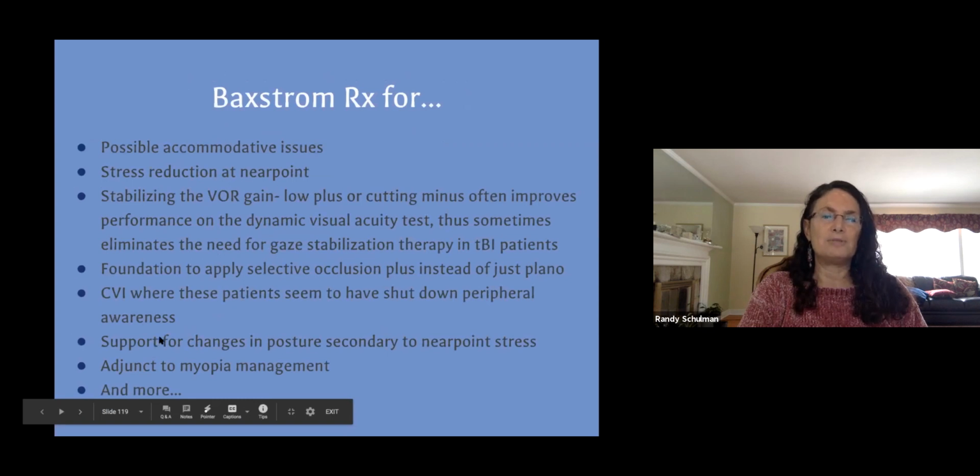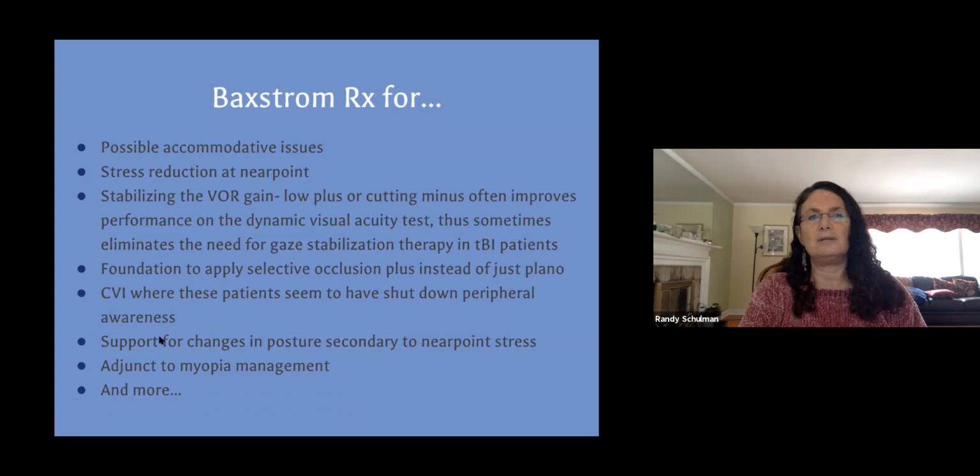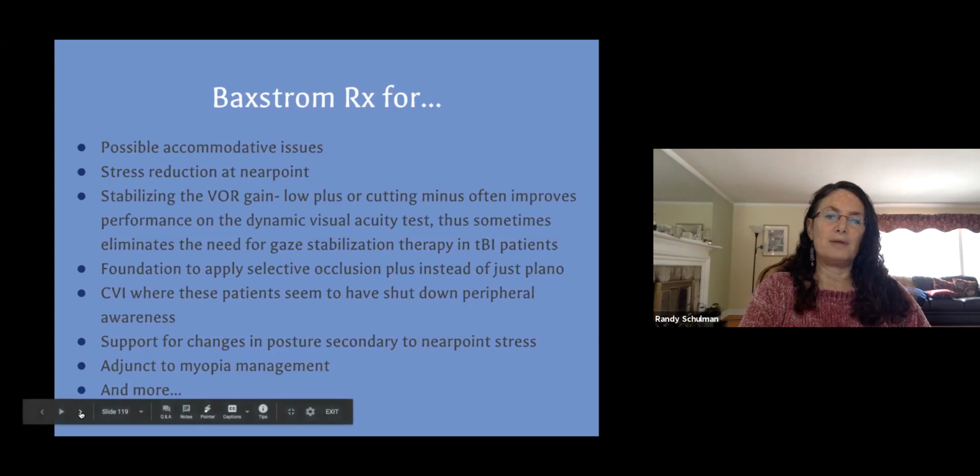Kurt Bastrom talks a lot about vestibular cases, and he talks about giving the lens that will actually stabilize the VOR gain. So you can give low plus or cut minus, and that'll actually help with gaze stabilization in TBI patients, and also in cortically visually impaired. It'll help with postural problems and stress as well.